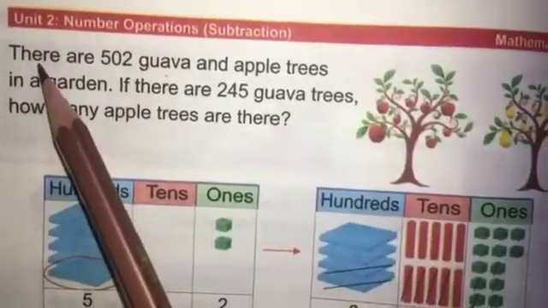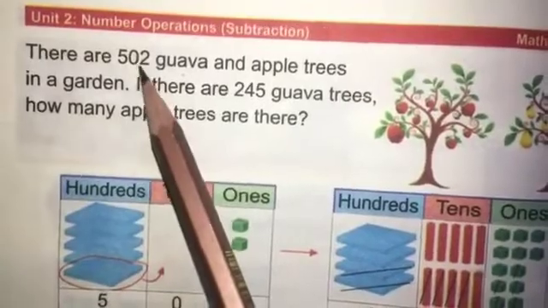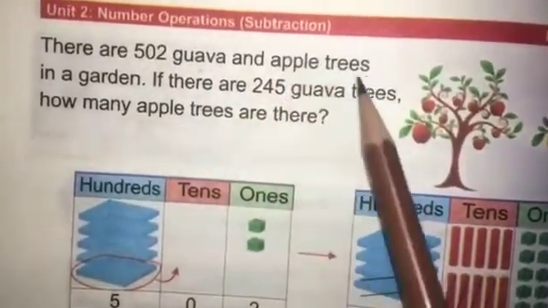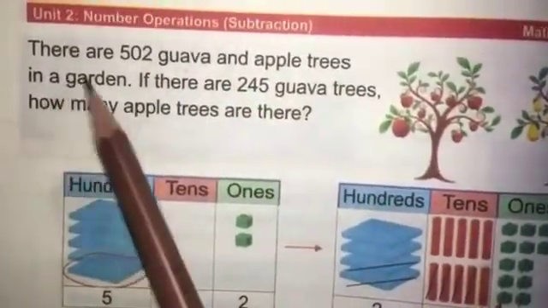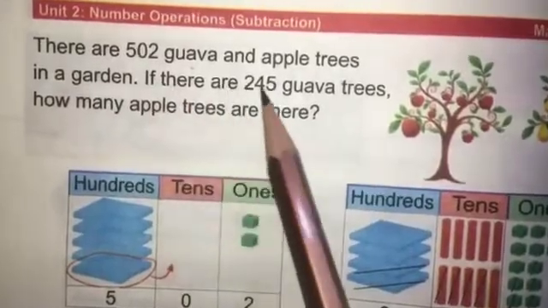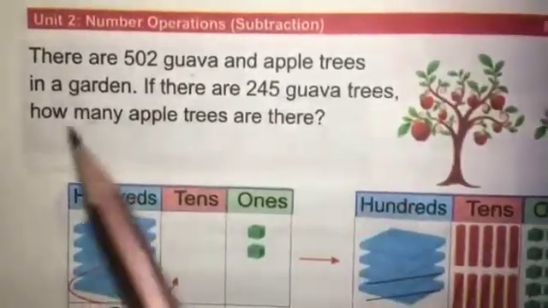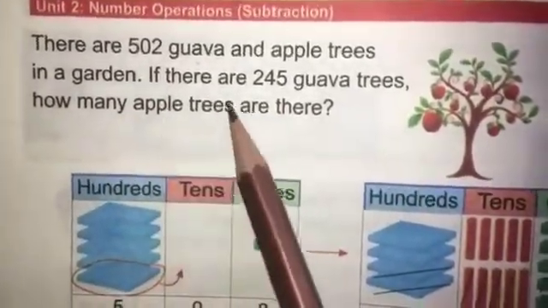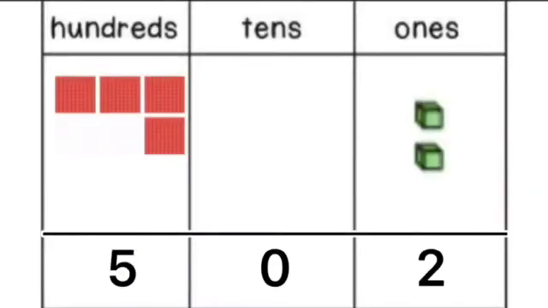Students, let's do example number 3. There are 502 guava and apple trees in a garden. If there are 245 guava trees, how many apple trees are there? Let's find out. Students, here I am showing you the number 502 at the ones, tens and hundreds place with blocks. Now solve this.